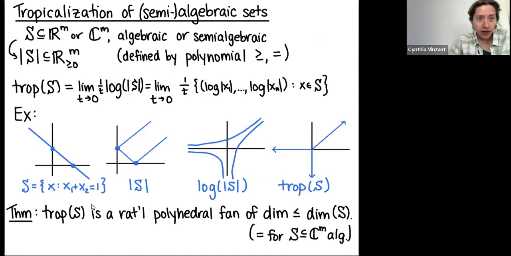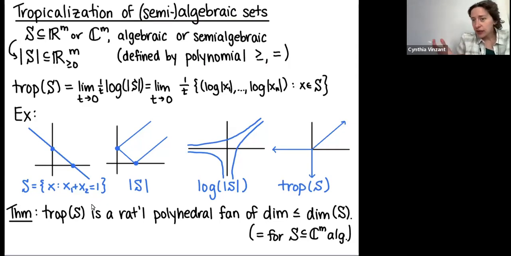So to start out, I'm going to talk a little bit about tropicalization, although I think it may be familiar to a good number of people here, and talk about two viewpoints on tropicalization. One is really thinking about what's called algebraic or semi-algebraic subsets of R^m or C^m. So these are sets defined by polynomial equations or inequalities if we're working over the real numbers.